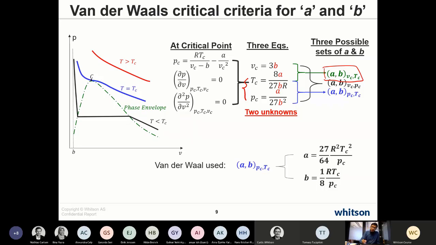So these are the A and B values for any given compound, and you can see from these equations that if you know the critical pressure and temperature for a given compound, you can calculate A and B, and that will be a unique value of A and B for that compound. So for example, for water, we know the critical pressure and critical temperature. Knowing that, we can calculate the exact value of A and B, and that should be unique to water.